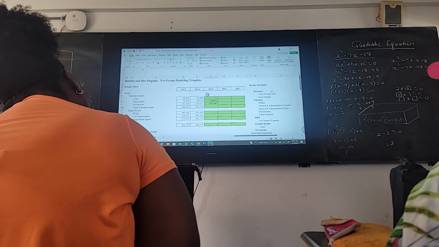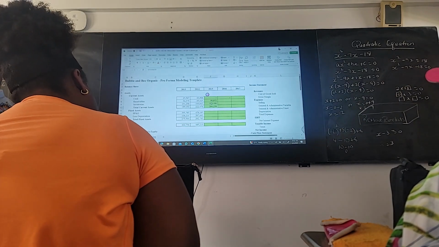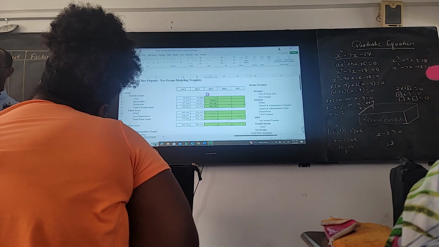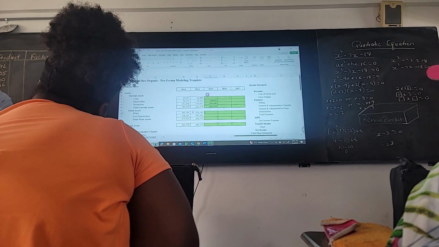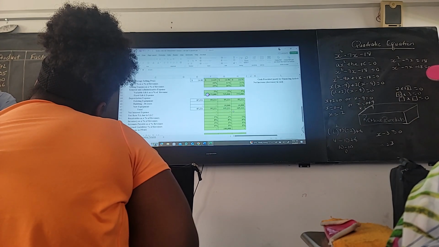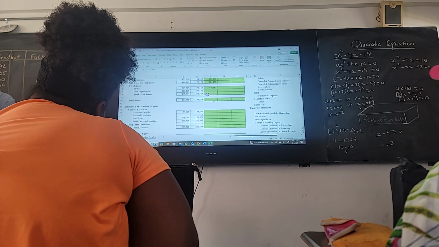So what's our total current assets? Cash plus receivables plus inventory. Now our property, plant, and equipment. How might we do that? Historical cost, the figure for last year. What are we going to add to that? Any additions. We didn't buy anything, so it's going to stay the same.